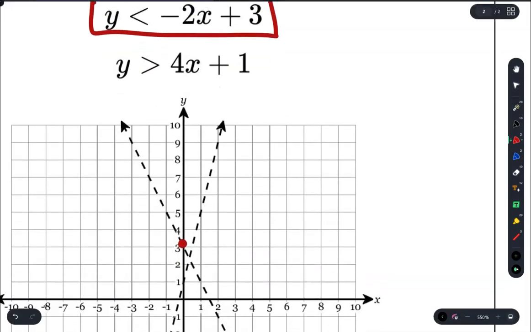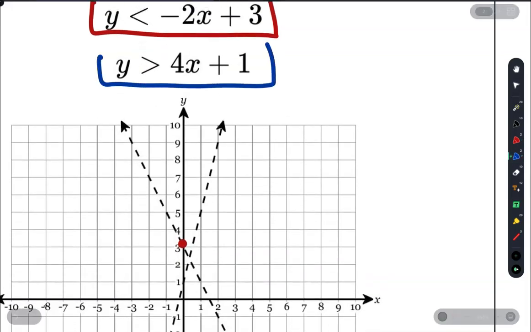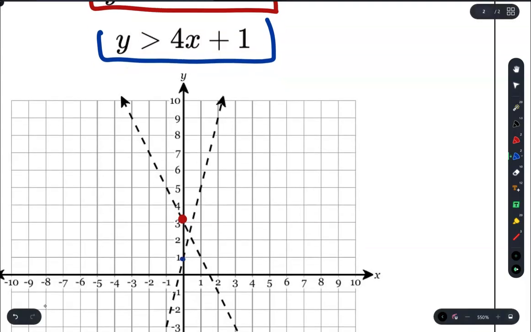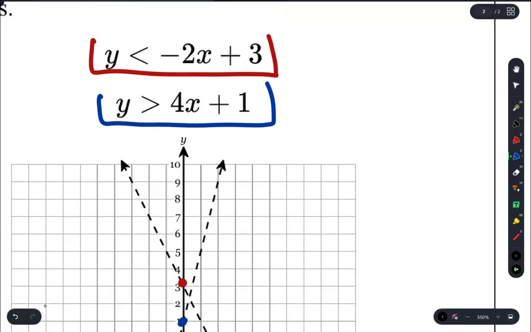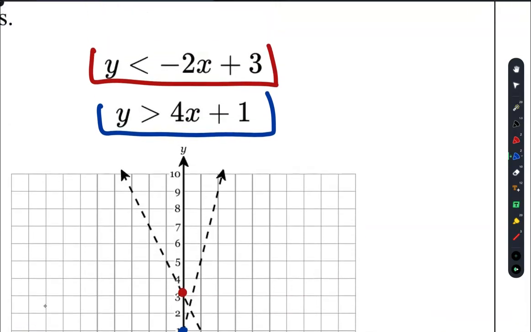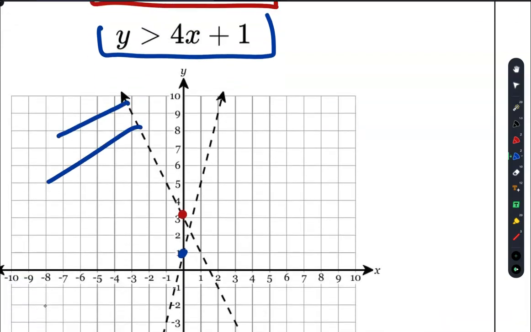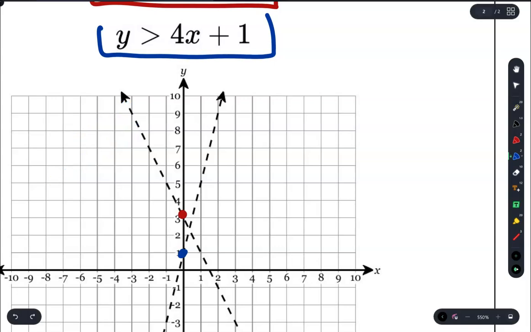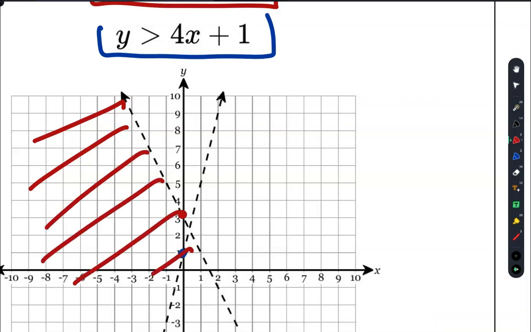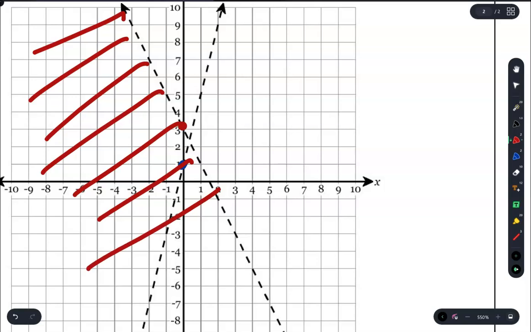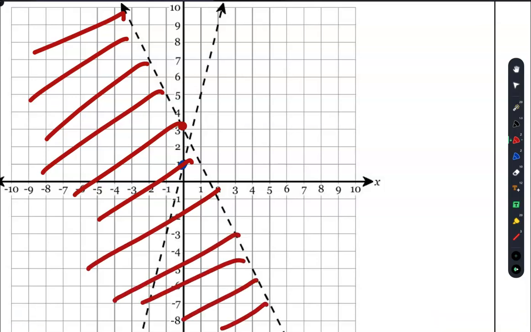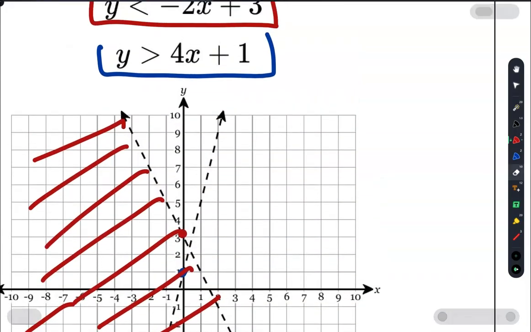All right, so the other one, I'm going to put in blue. And that starts at 1 right here. This one already has dashes, so we don't have to worry about that. But it's less than. So on the red one, we're going to shade below. Oh, let me change my colors back. Shade below all of that. And on the blue one, we're going to shade above, greater than.